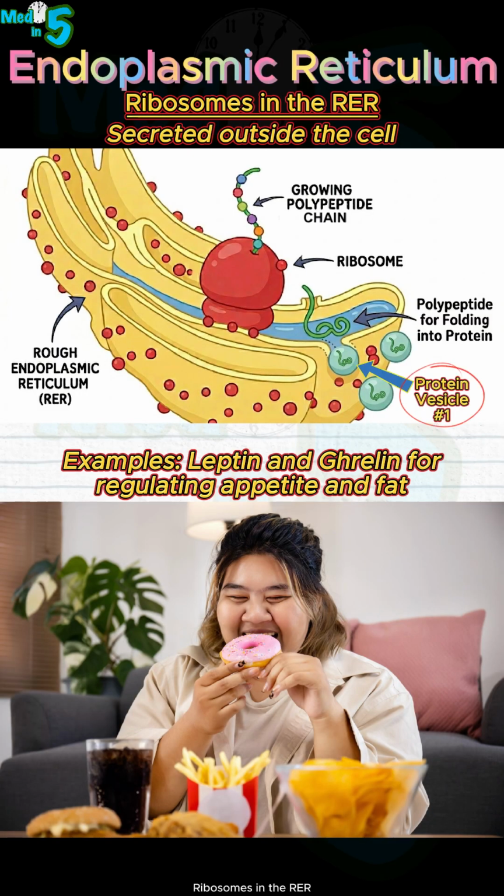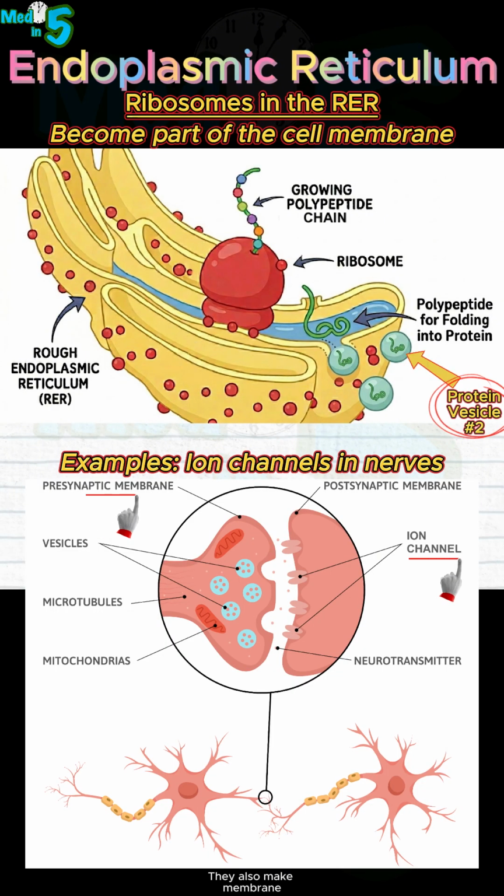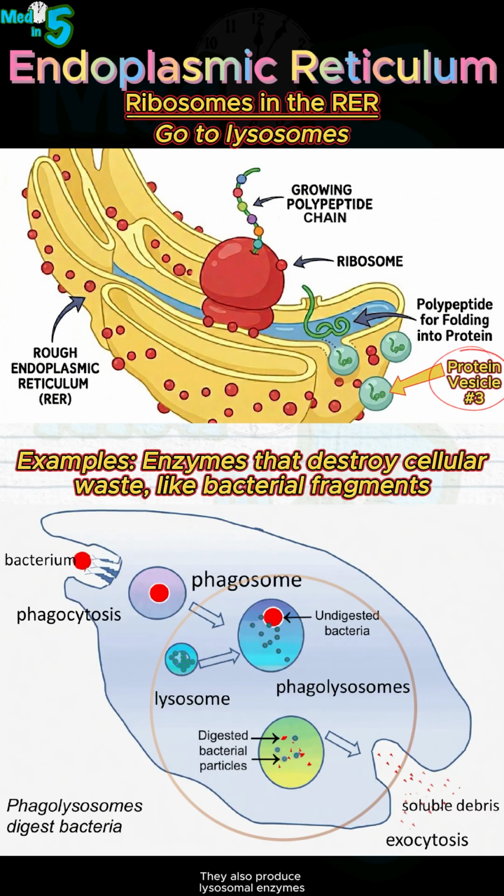Ribosomes in the RER make proteins that are secreted outside the cell, such as the hormones leptin and ghrelin, which control appetite and fat storage. They also make membrane proteins that become part of the cell surface, such as the ion channels in your nerves. They also produce lysosomal enzymes used for breaking down cellular waste, such as digested bacterial particles, when fighting an infection.